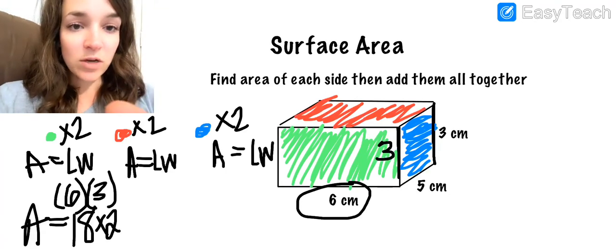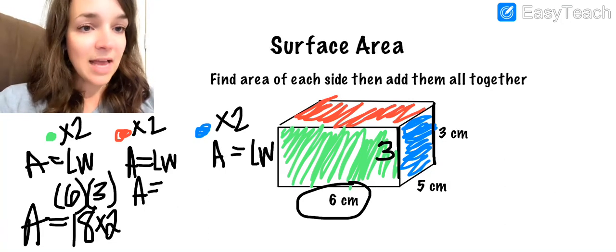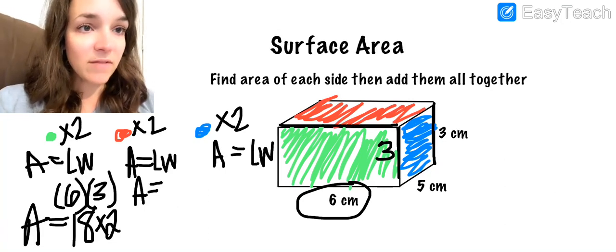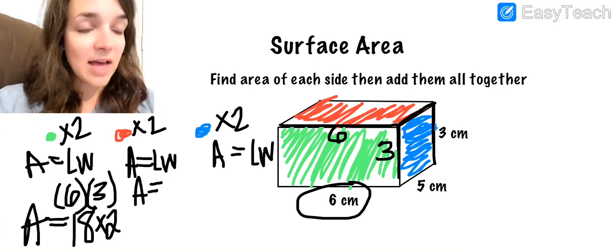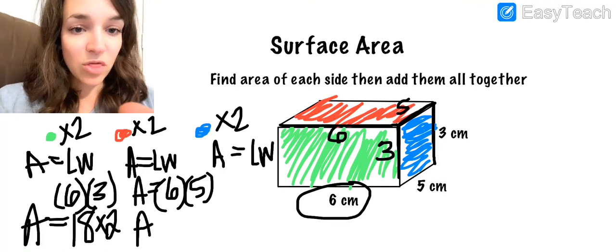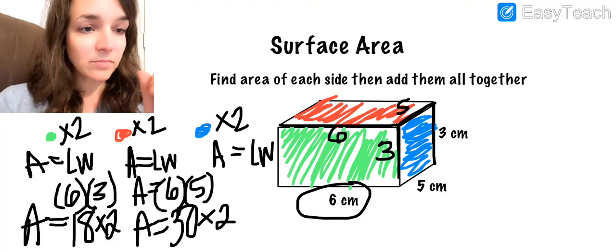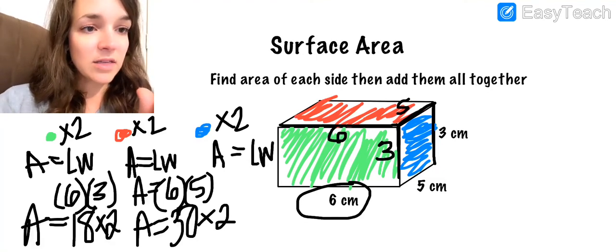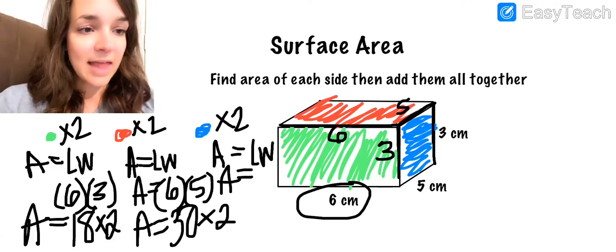Let's look at the next one. So the area of the red rectangle, we've got a length of the red rectangle of 6 because that matches that bottom side. Then we've got a width of the red of 5 because that matches that bottom side as well. So 6 times 5 equals 30. Now don't forget, we're going to have to multiply that one by 2. Very good.